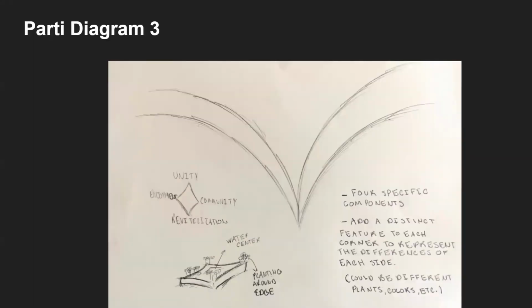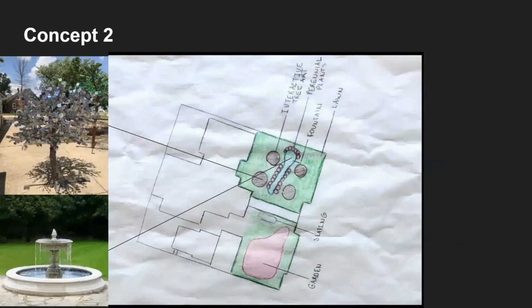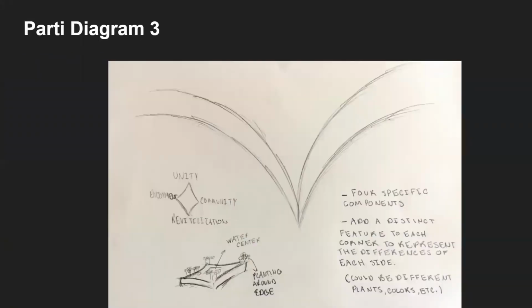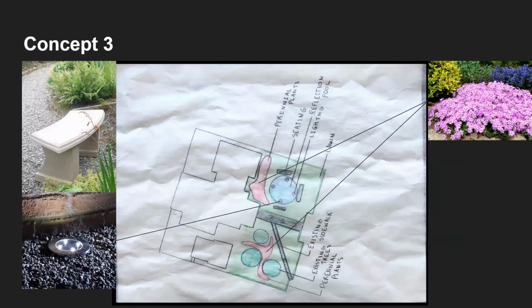For my third parti diagram, I thought about a diamond, four sections: unity, enjoyment, community, and conversation. So I thought about putting plants in each corner, just to represent that. And here's my third concept, kind of putting everything together. My water feature, lighting, vertical plants.